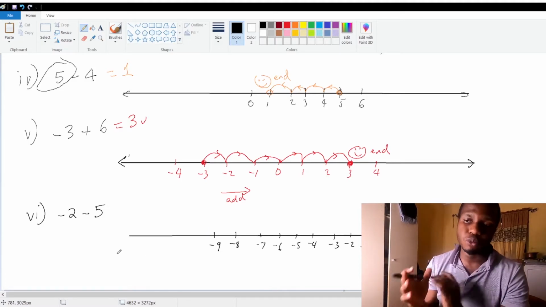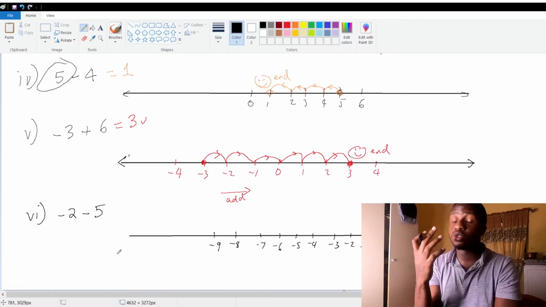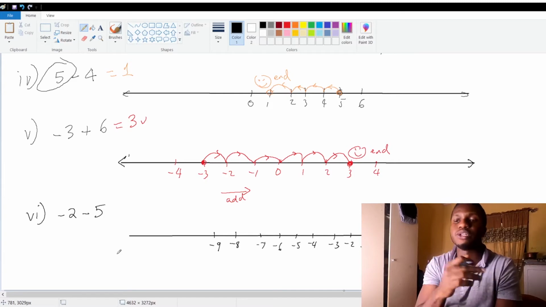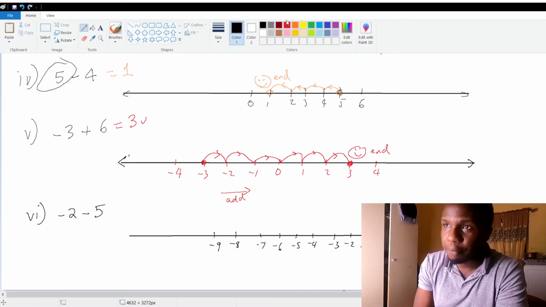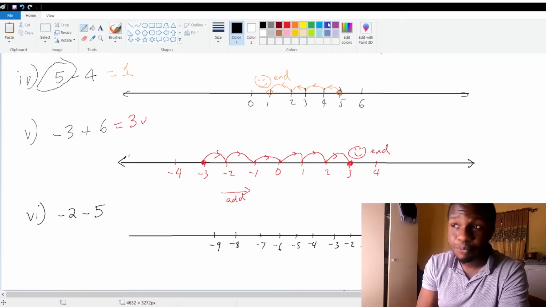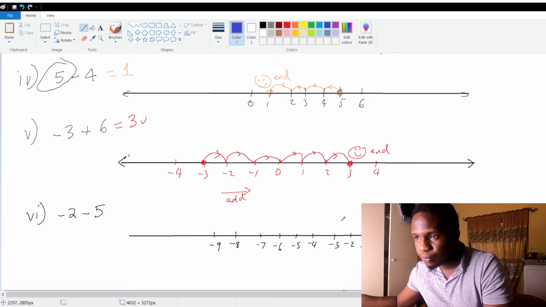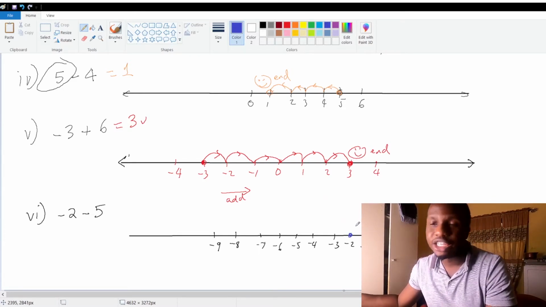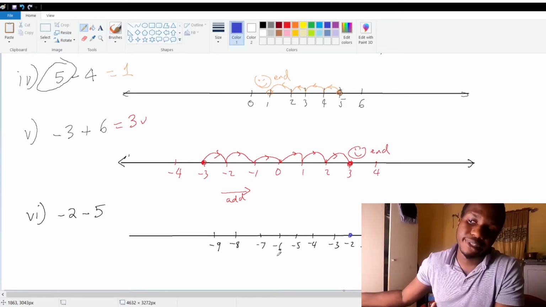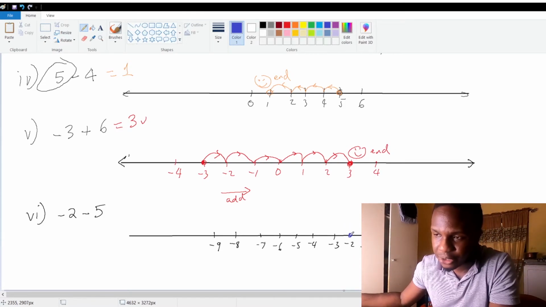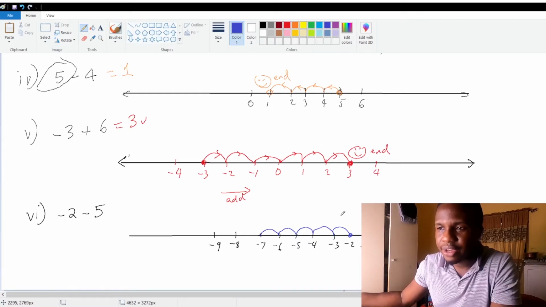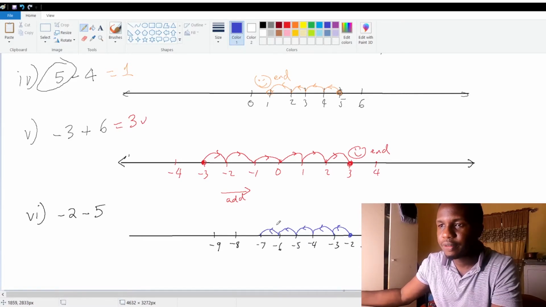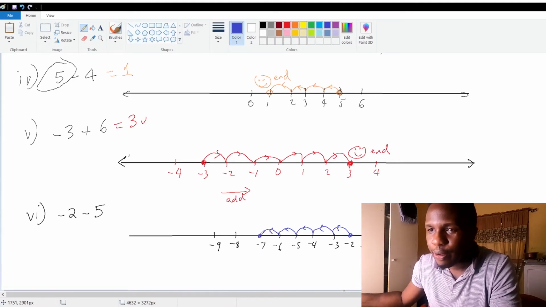So in order to subtract 5 from -2, which is -2 -5. Same process again, once more. I start from -2 and I shift backwards. That means to the left. I shift backwards 5 steps. So I say 1, 2, 3, 4, 5. I'm going this way. Okay? Now, I land at what?